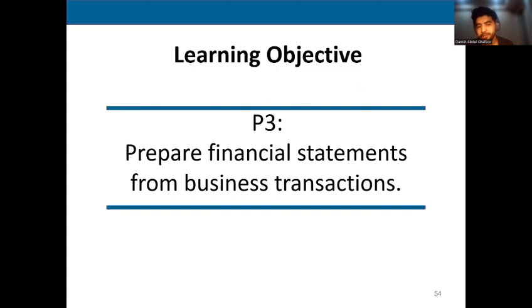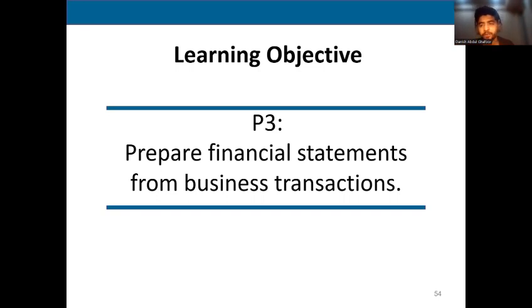Once the trial balance is met, we are going to prepare financial statements from these business transactions. There are several kinds of financial statements which we are going to look into. First is the income statement, which is for a period of time. Second is the balance sheet, which is also known as the statement of financial position. It shows the financial condition of the business at a specific point in time.